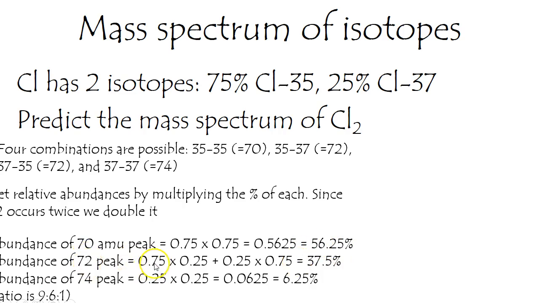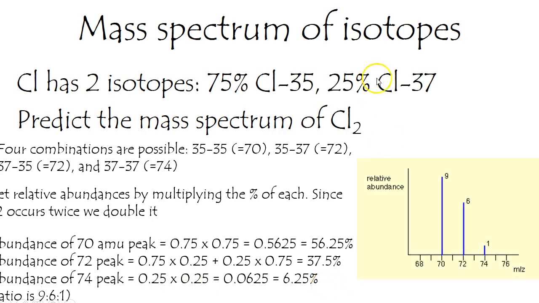For the medium-sized one, we have the combination of 0.75 times 0.25 plus another one that's 0.75 times 0.25, which gives us 37.5% of the sample. The rest will be the 74 peak, the big one, which is that other combination. Both the 70 and the 74 are less common, but this would be 25% of 25%, which is 6.25%, giving you a Cl2 mass spectrum that looks like this, 70, 72, and 74, with about a 9 to 6 to 1 ratio. And these exact percents correspond to that sort of a ratio. So that's how we figure out the mass spectrum of isotopes.